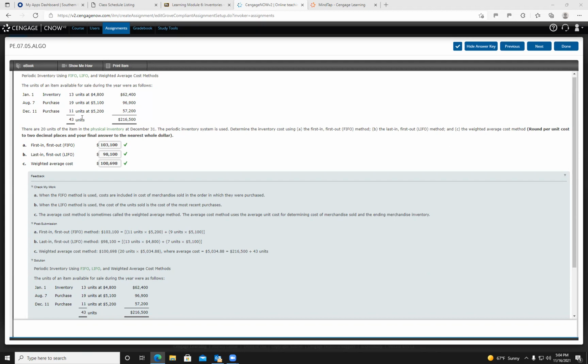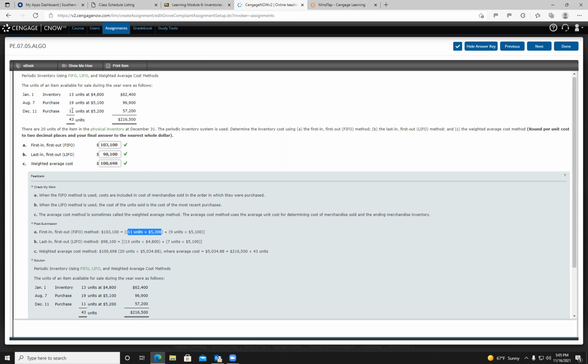All right, so we're not determining cost of merchandise sold at this point. We're just trying to determine what our inventory is. So under FIFO, if we only have 20 units on hand, then our ending inventory is going to be comprised of our most recent purchases. So we're immediately going to assume that of the 20 units on hand, 11 of them are from the units purchased on December 11th. So if we come down here, we see the 11 units times $5,200 a unit.